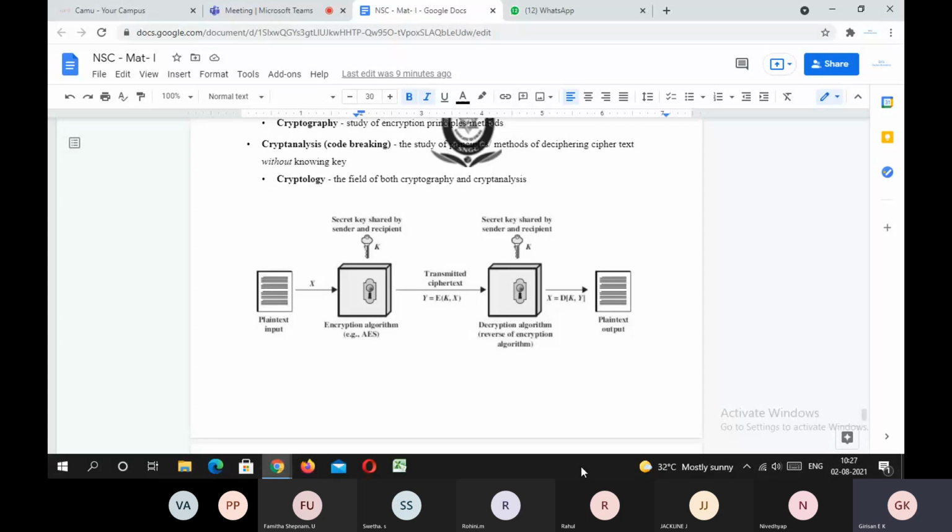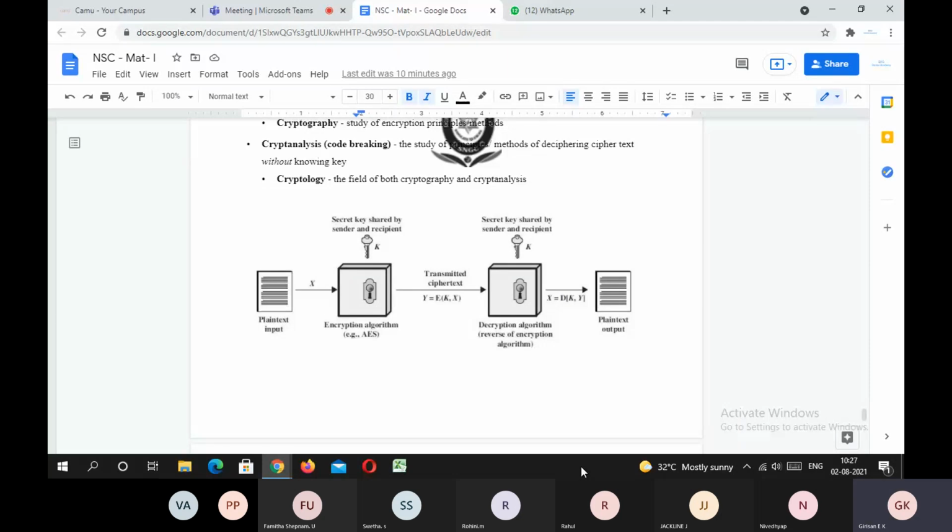So the ciphertext will be transmitted in the network. It travels in the network and reaches the receiver. The receiver will need to open it and see the original message, isn't it? So he undergoes a process called decryption. For that also he uses the algorithm, but in reverse.